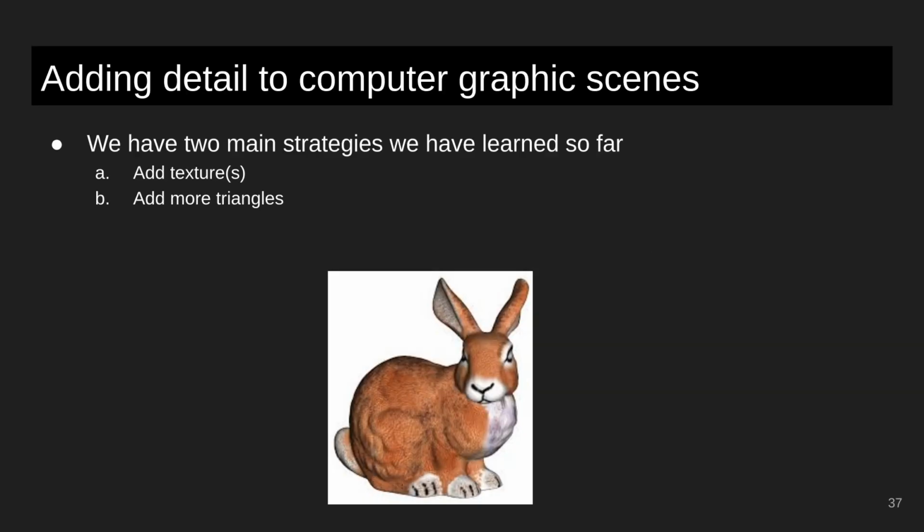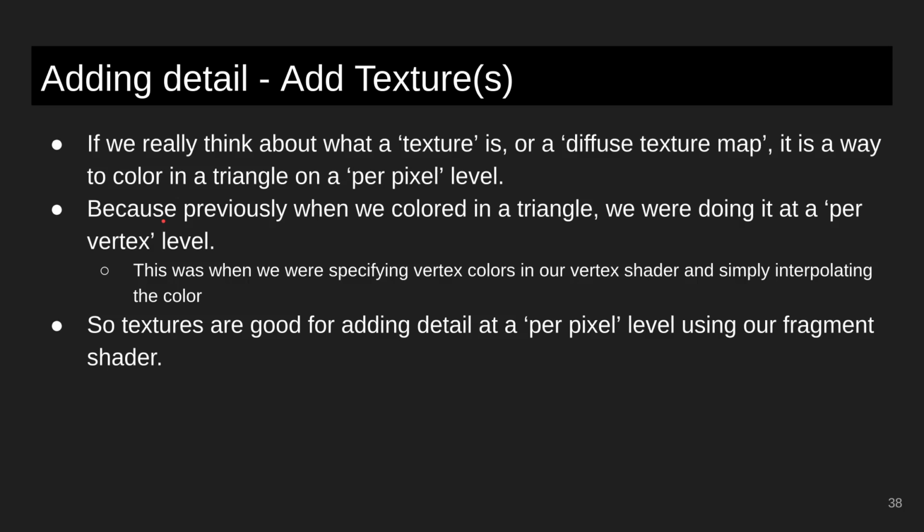Okay, so adding detail in computer graphics. Again, we've had some strategies so far where we've added textures and that started to make our scenes more realistic, and then we can always add more triangles to modify our geometry, get more detailed shapes. Okay, so with adding textures, I want to focus on this subset of adding detail. When we add a texture, or our diffuse texture map, which is one of many that we could add, it's a way to color a triangle on a per pixel level.